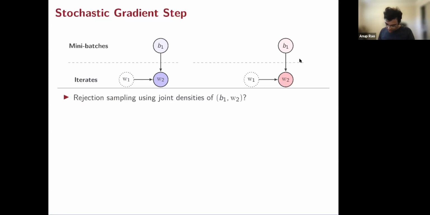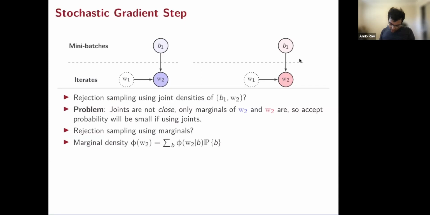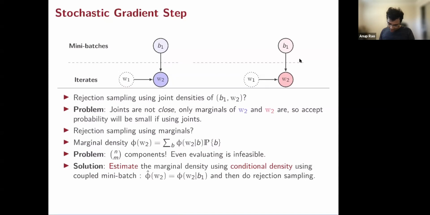So now there are some options. Do we do rejection sampling based on B_1 to W_2? That won't be feasible because the total variation stability we have is only for the marginals, the W_i's. We don't have it for B_i and W_i. So then the second question is, can we do rejection sampling using just the marginals W_1, W_2, and so on? But then the marginal is actually a mixture distribution on many components. So it is tough to even evaluate it.